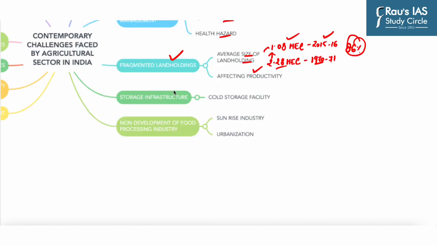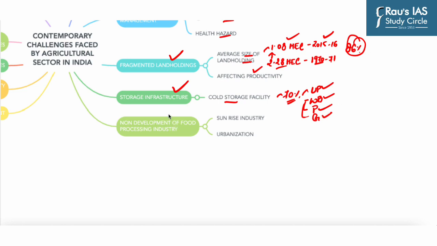Next major challenge is storage infrastructure. Now, the current availability of cold storage facility in India is highly skewed. Why? Because 70% of the country's total capacity is limited to 4 states, that is UP, West Bengal, Punjab and Gujarat. Whereas states like Maharashtra and Karnataka with large export potential do not have adequate facilities.